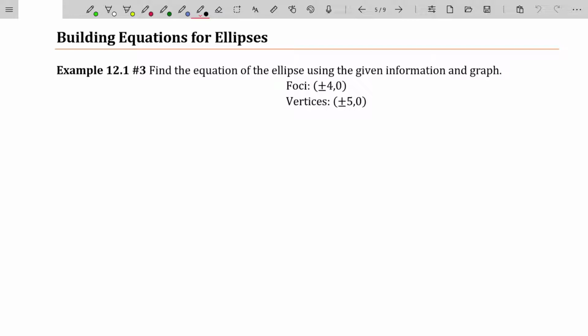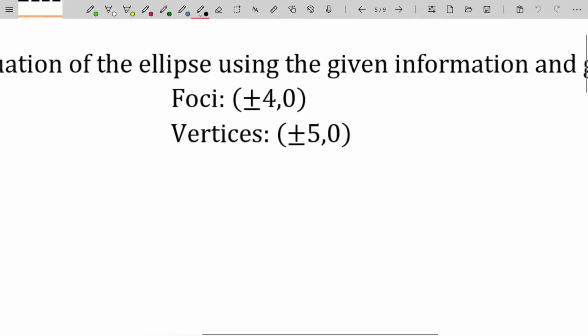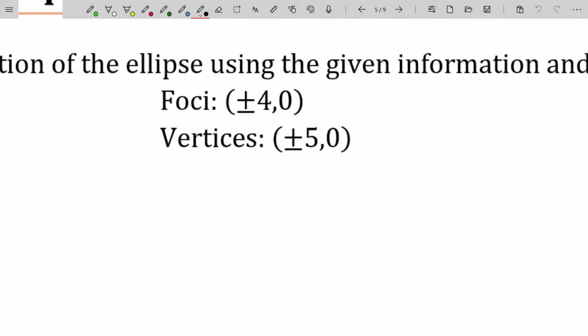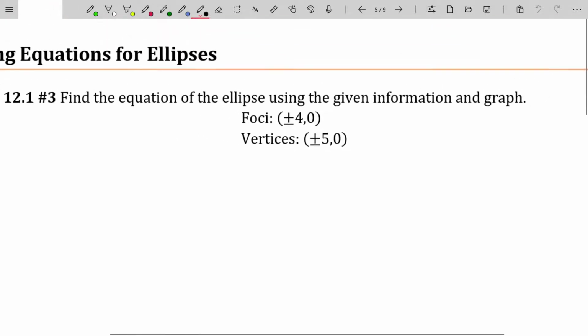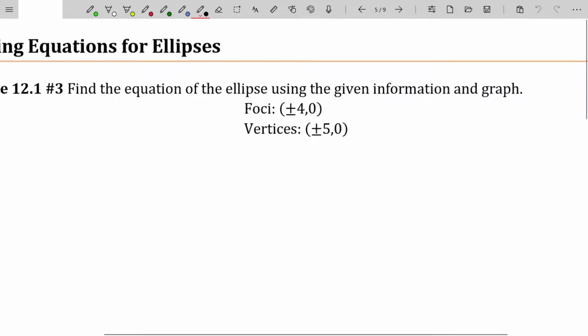And then every once in a while in calculus, you'll be given some information about an ellipse, but not an equation. It's kind of rare, but still, it's good to know how to build the equation of an ellipse just in case. So let's pretend we were given the two foci, one at (4, 0) and one at (-4, 0), and the two vertices, one at (5, 0) and one at (-5, 0). And we're asked to find the equation of that ellipse and graph.